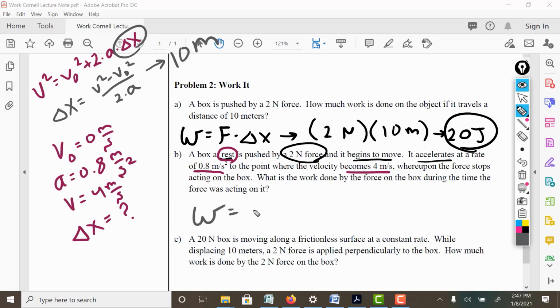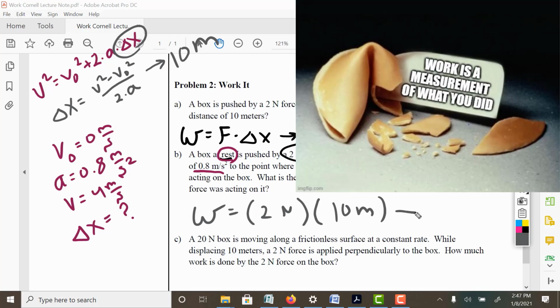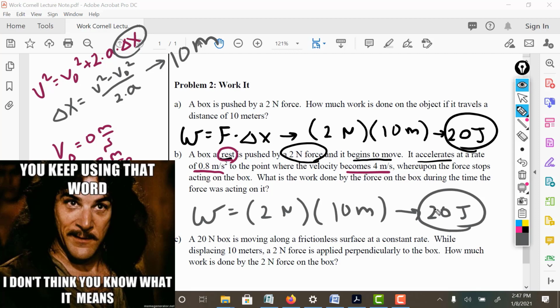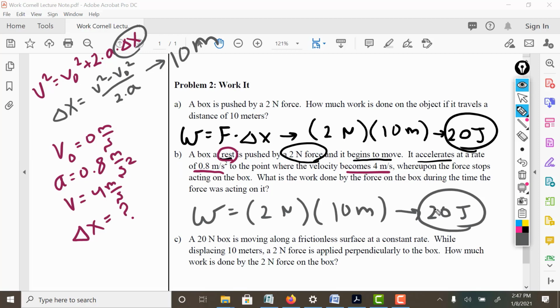So I'm going to have this force of 2 newtons times the displacement, which I found is 10 meters. And ironically, we get the same thing as the previous problem. Again, notice that this box was being pushed with a force that moved it in the parallel direction, the same parallel direction as the displacement that occurred.